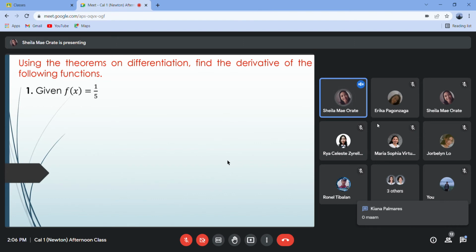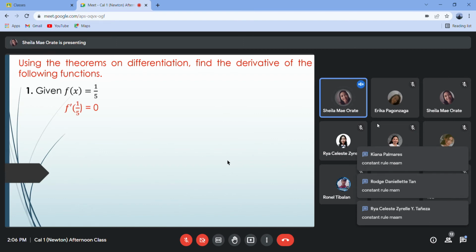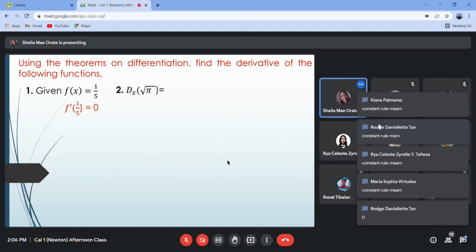0. Very good. From Kiana, it's 0. How about the others? Maria Sofia, 0 also. Usa gigamit na itong rule or theorem dire. From Maria Celeste, 0. Thank you. So we use the constant rule. Very good.